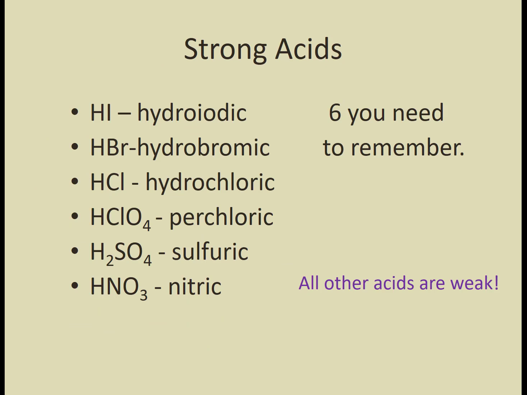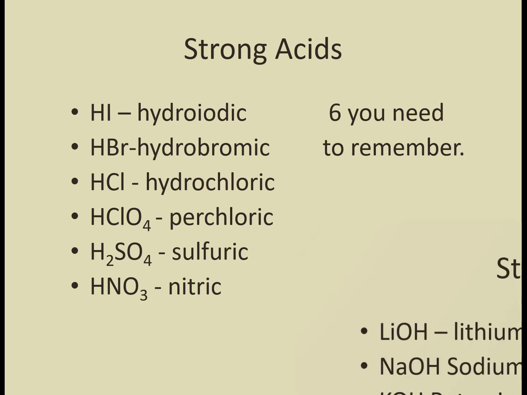There are 6 strong acids that you need to memorize: HI, HBr, HCl, HClO4, H2SO4, and HNO3. If you have anything else that's an acid and it's not one of these six, then it is a weak acid. There are hundreds of weak acids, so it is easier just to memorize the six strong ones.